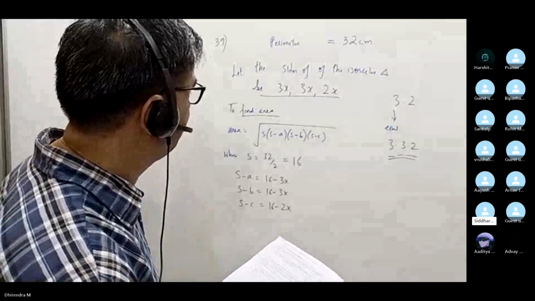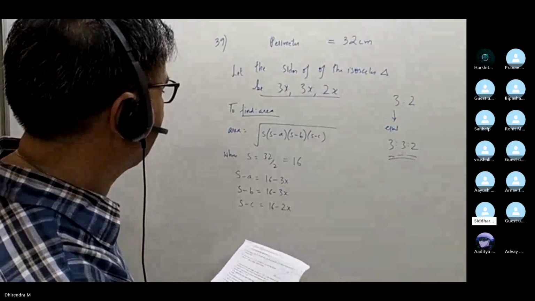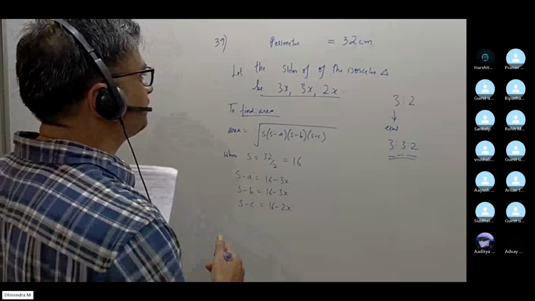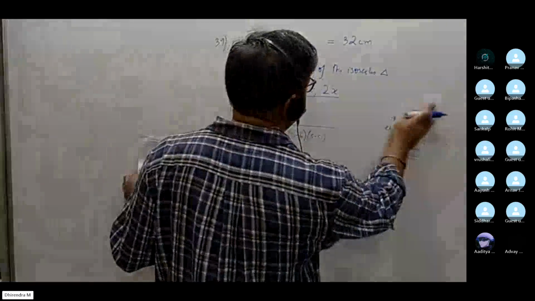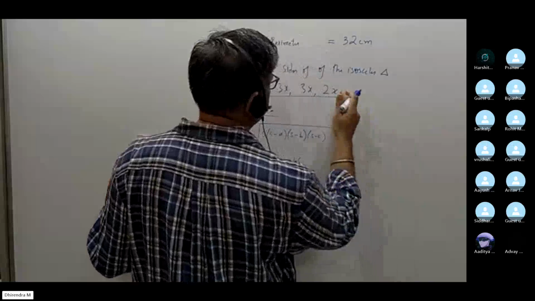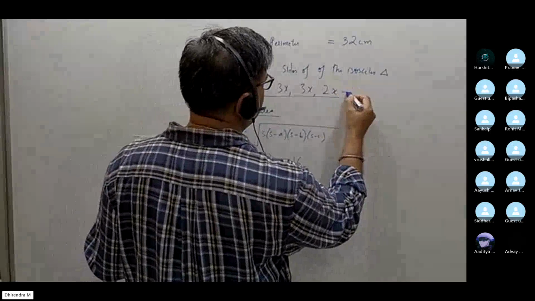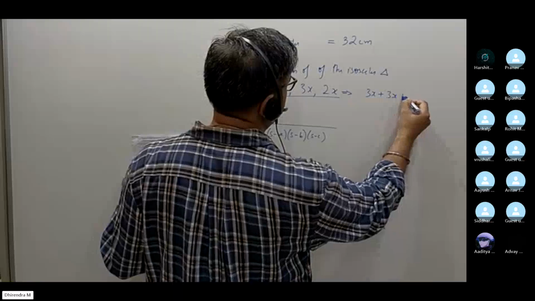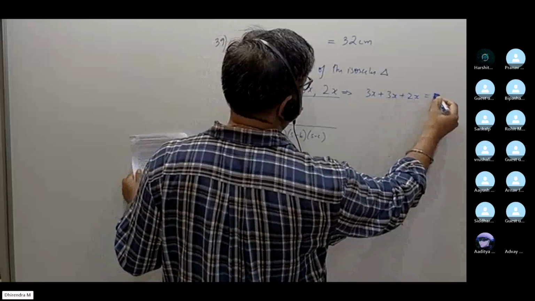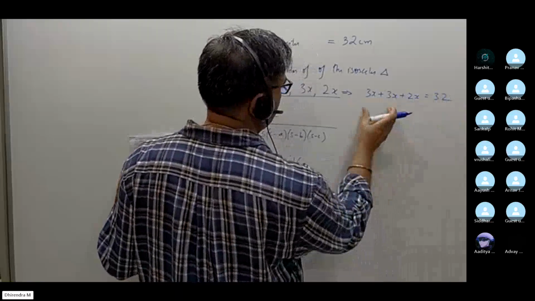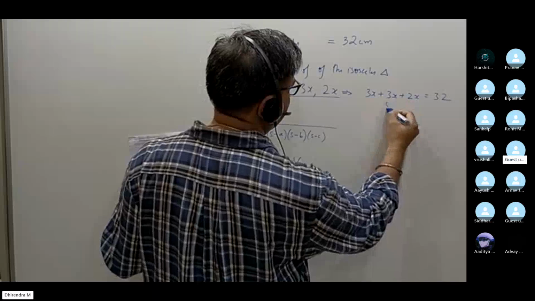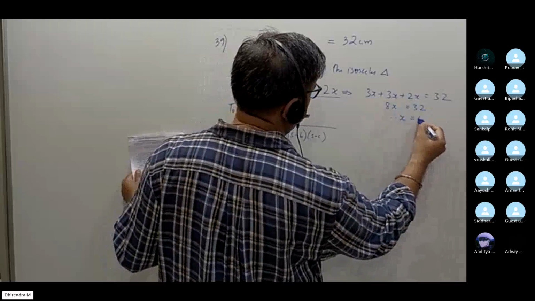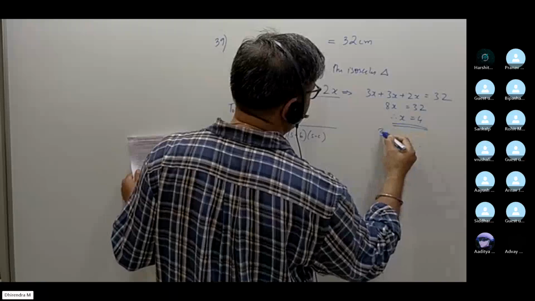Sir, we can find x in the starting only, no, sir. 8x is equal to 32. Right, that's right. So we can actually find x right away. So here that implies what? 3x plus 3x plus 2x, is that not equal to 32? So 3 plus 3, 6, 8x. 8x is equal to 32. Therefore, x is equal to 4.